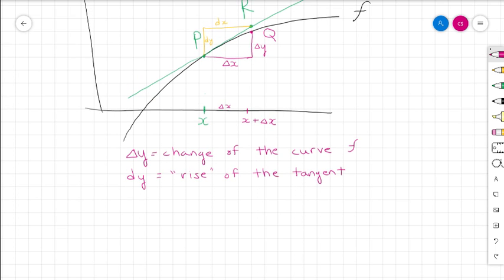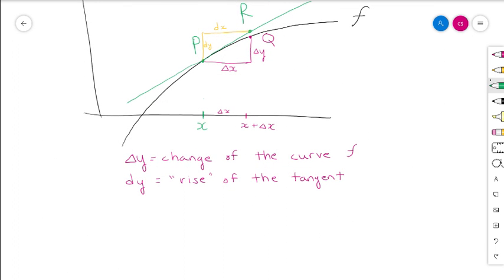Okay, and then we're going to have a formula for delta y, the change in the curve. We're looking at f of x plus delta x. Okay, so x plus delta x is here. So that puts us at point Q. And it's the vertical distance from Q to P. So minus f of x.